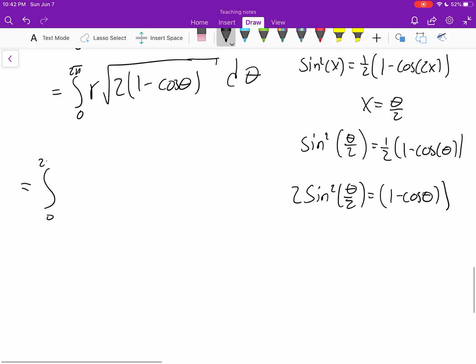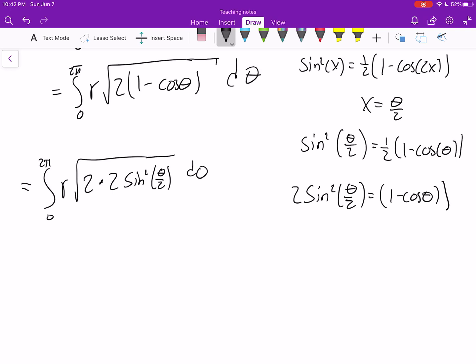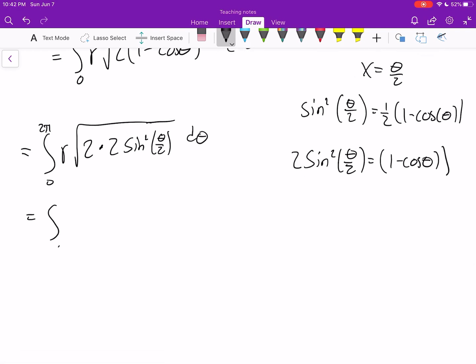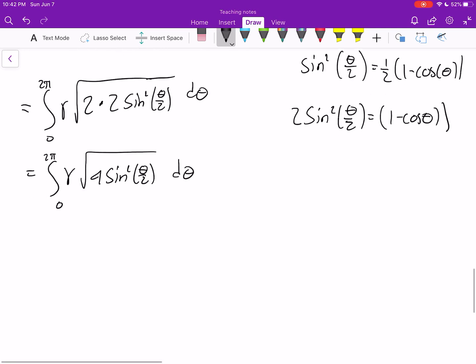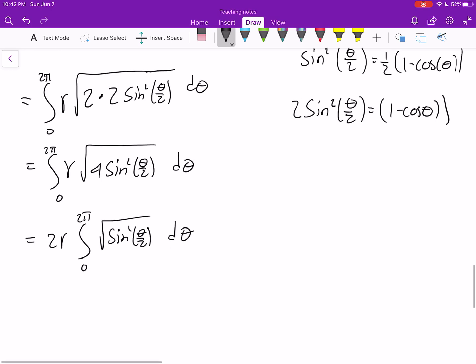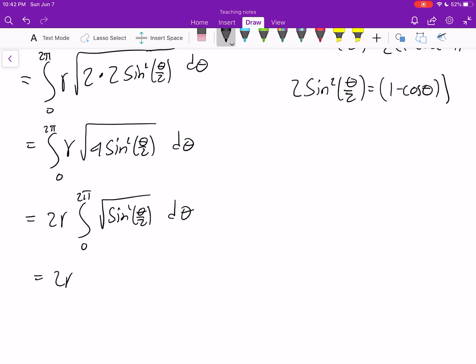So this is the integral from 0 to 2 pi of r times the square root of 2 times 1 minus cosine theta, which is equal to 2 times sine squared theta over 2, d theta. So this is the integral from 0 to 2 pi of r times the square root of 4 sine squared theta over 2 d theta. Pull out the 4, it becomes a 2, so I get a 2r out here, times the integral from 0 to 2 pi of the square root of sine squared theta over 2 d theta. I'm including every step because I don't want to lose anybody along the way.